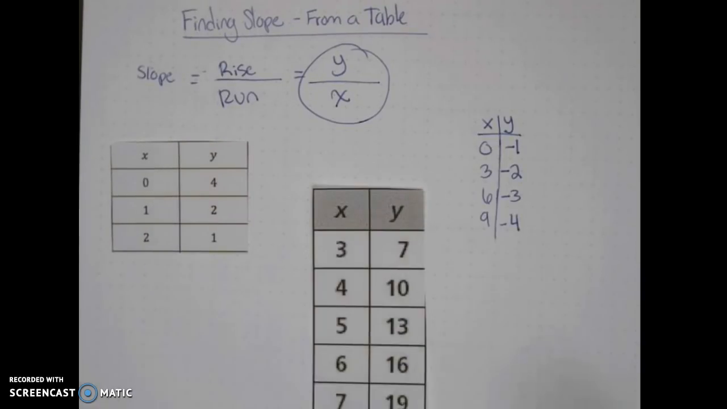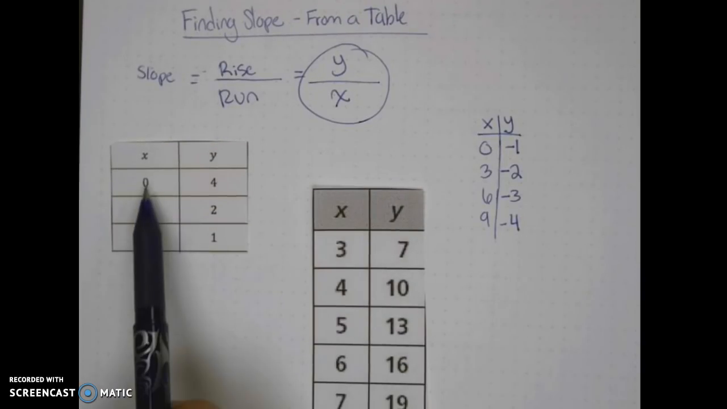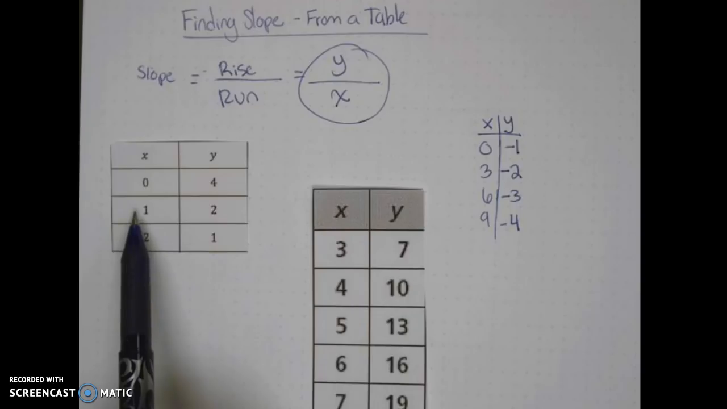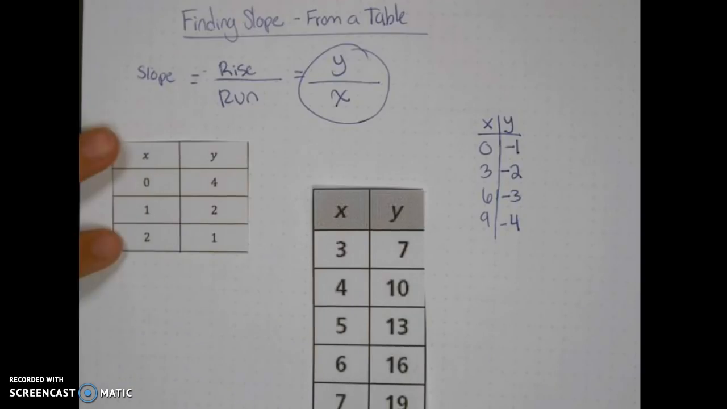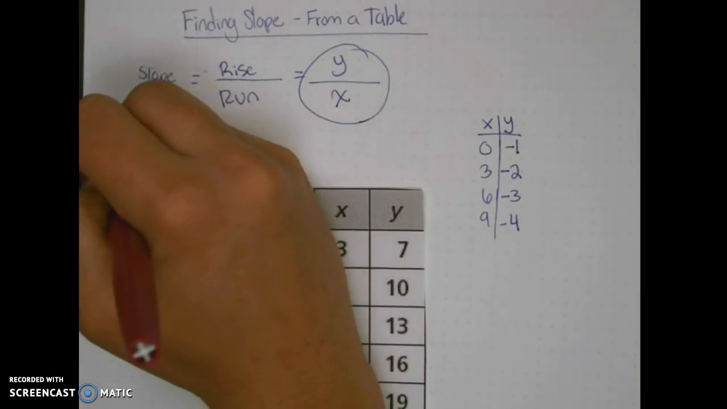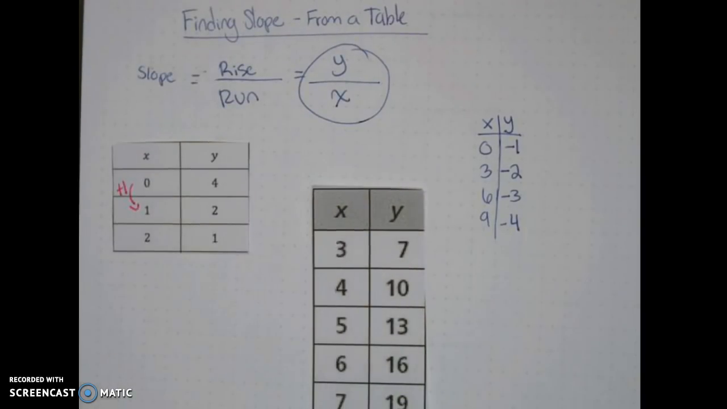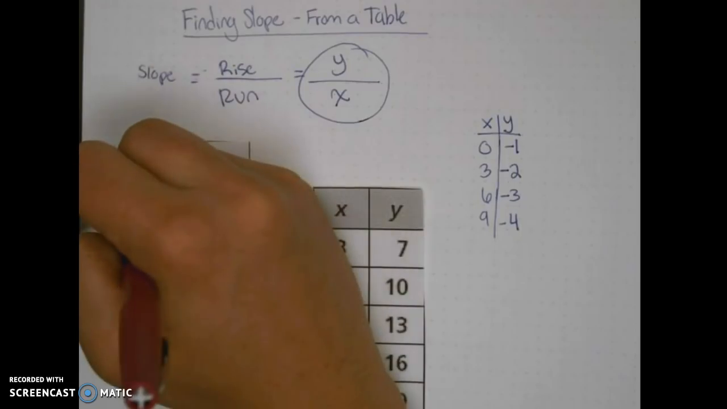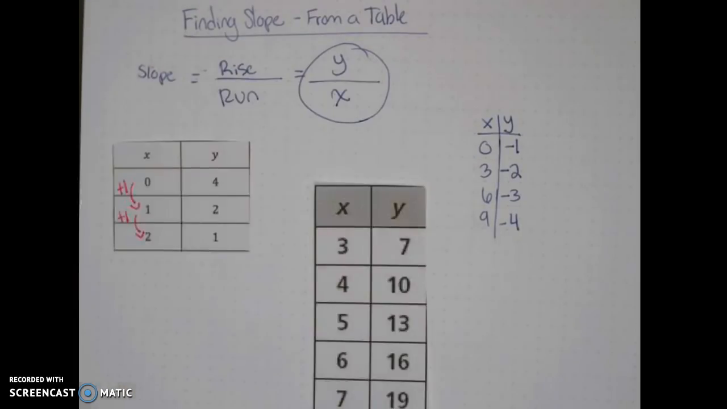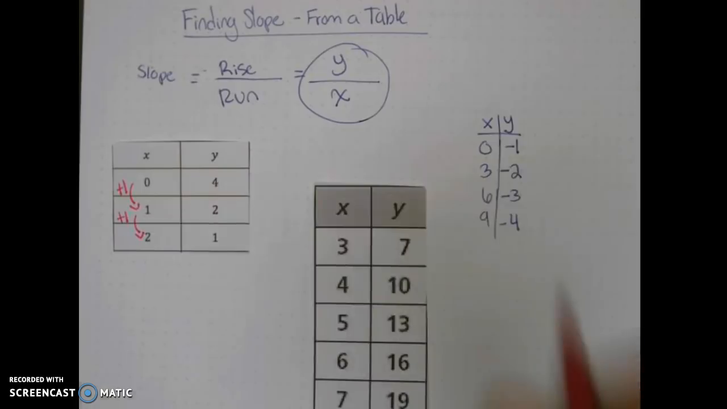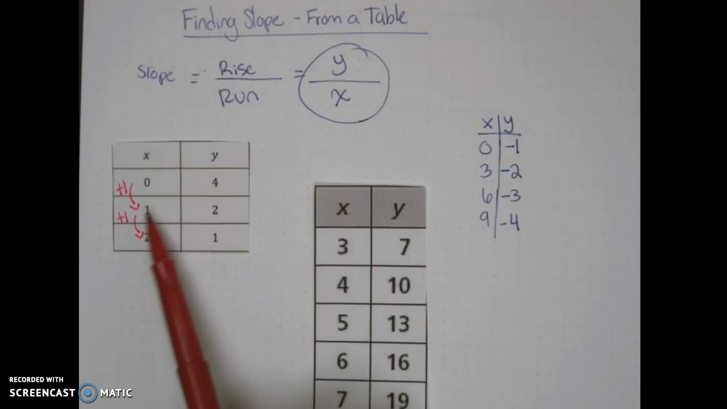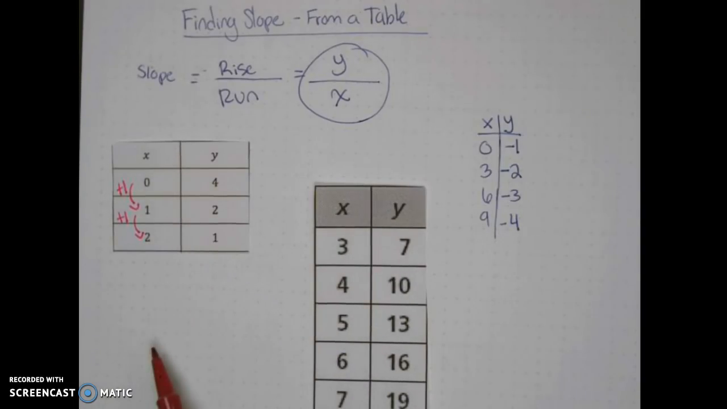We are going to figure out how far from 0 to 1 is x. So to get from 0 to 1, it's going to be a plus 1. From 1 to 2, it's going to be the same. It's a plus 1. Okay, so we know that this is increasing by 1 consistently each time.